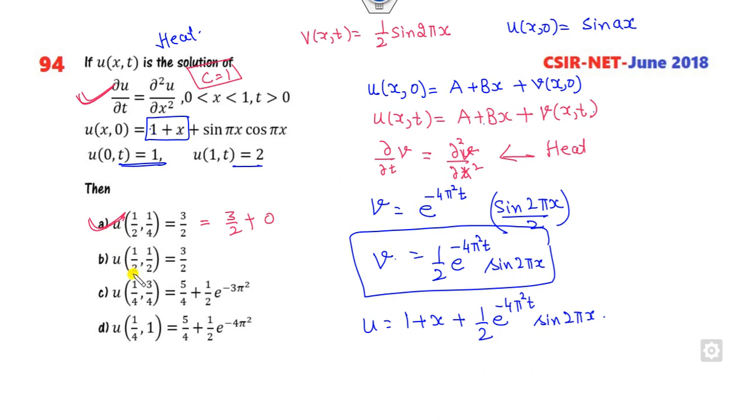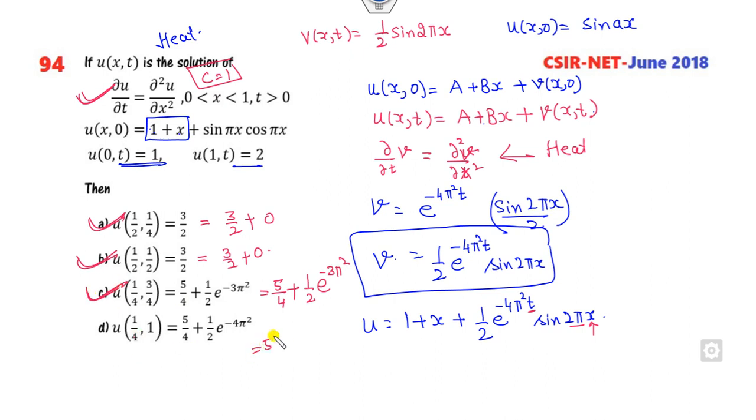When you substitute x is half, y is equal to 1 by 2, so it is 1 plus x, 3 by 2. When x is equal to half, it's a 0, so again 3 by 2 is the right answer. When you substitute 1 by 4 and 3 by 4, if you substitute here, it is 5 by 4. When you substitute x is 1 by 4, it's a sine pi by 2, it's a 1, so half. When you substitute t as 3 by 4, so 4 will be cancelled out, 3 pi square, correct option.